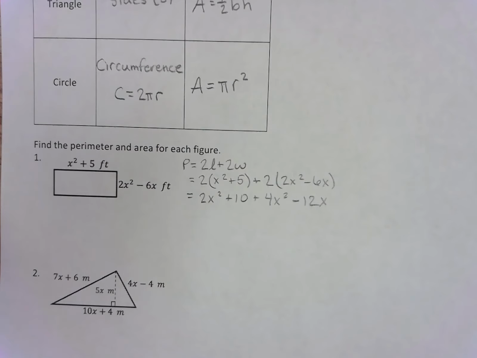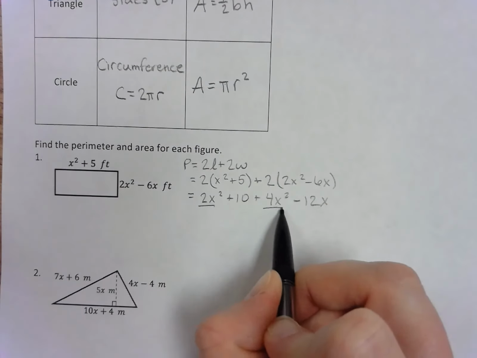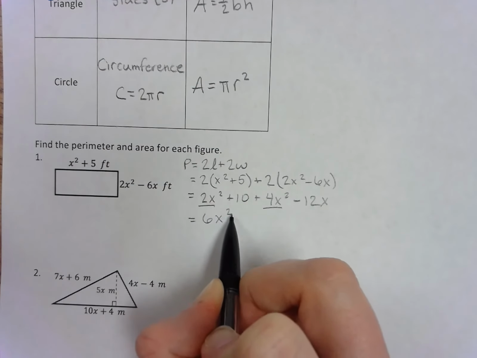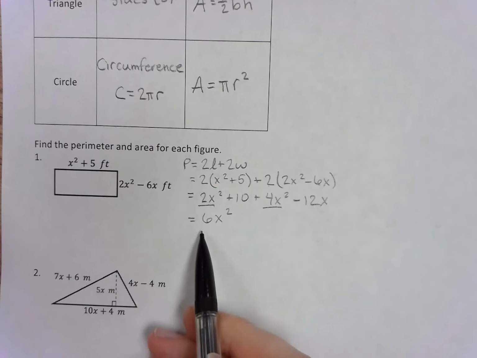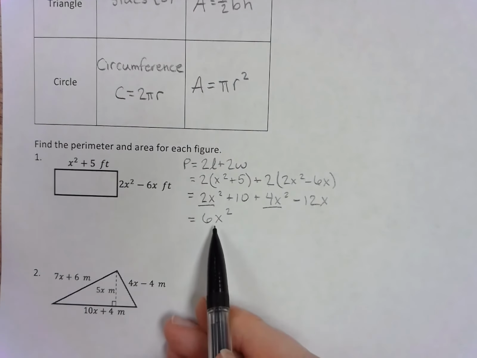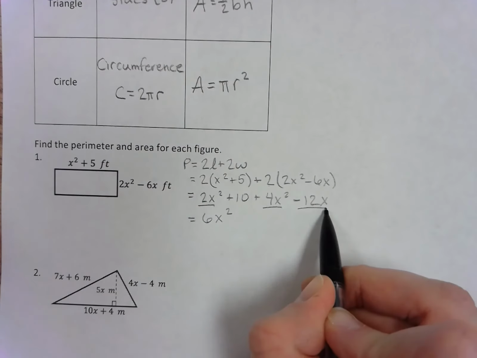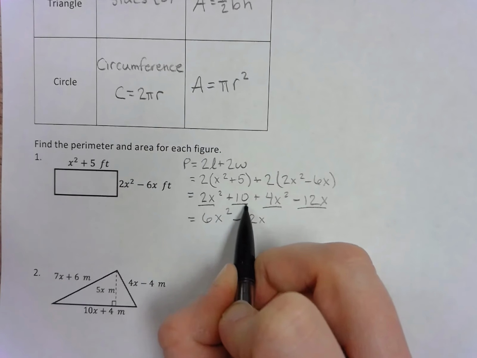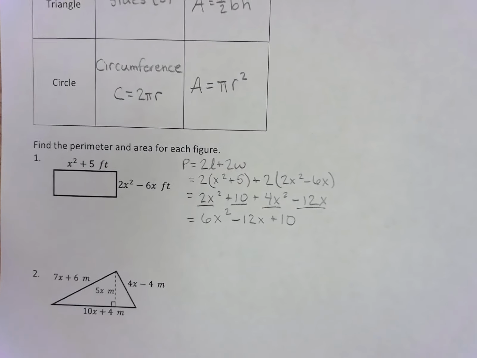Now we're going to need to simplify just by combining like terms. We have a 2x squared and a 4x squared. That becomes 6x squared, not to the 4th, but to the squared. 2 plus 4 is 6. X squared and x squared is still an x squared term when you're combining those like terms. Here I have only one x term, so I'm just going to bring it down, as well as the 10. I have nothing to combine it with. So that is the perimeter of this rectangle.